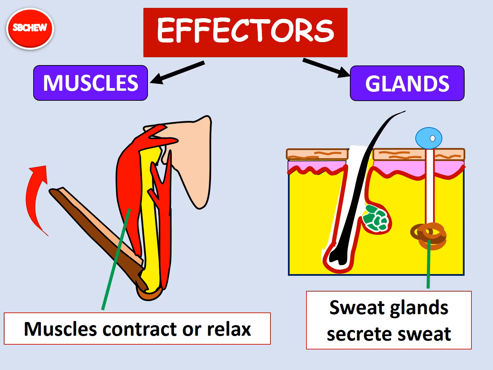So here we see two types of effectors, the muscles and the glands. For example, the biceps muscle can contract or relax as a response to a stimulus. Glands like sweat glands can secrete sweat when the person is hot. Okay, so these two are effectors.